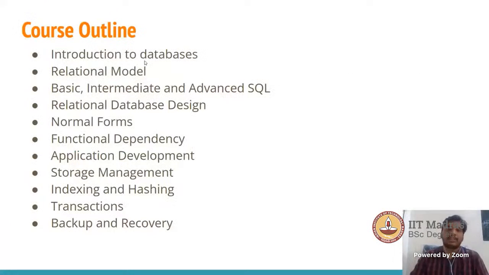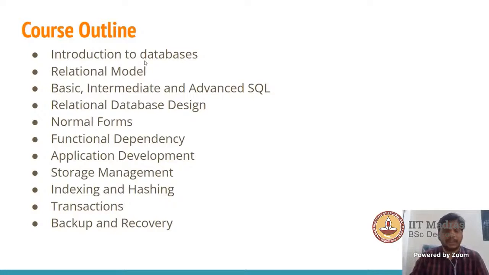Okay, thank you, Anjana. So now we will be discussing the course outline. DBMS is a 12-week course. In the first week, we'll be discussing the introduction to the database. In this week, we are going to discuss the advantages of DBMS over a file handling system and how the DBMS has evolved over the years. It's a basic introduction to the database.